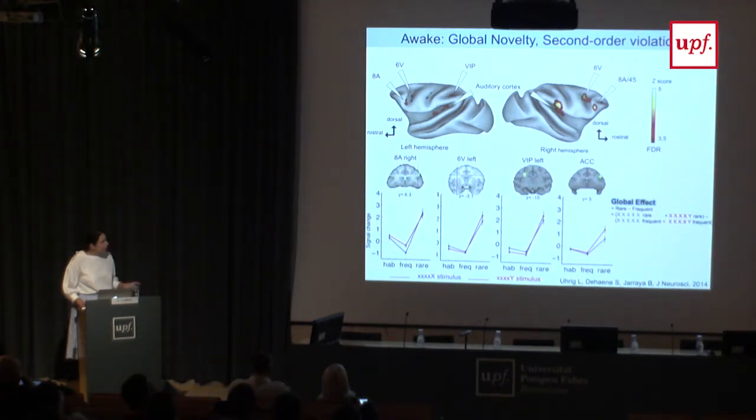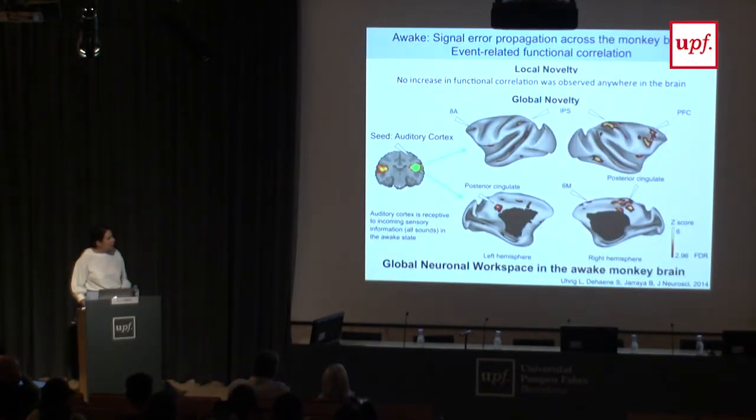You all the time see that the signal is going up when receiving this deviant sequence in the brain. So the monkey was, like a human, capable of detecting global novelty in the brain. This was quite good for the studies after that, because we wanted to use this model for the anesthesia studies we will do after.